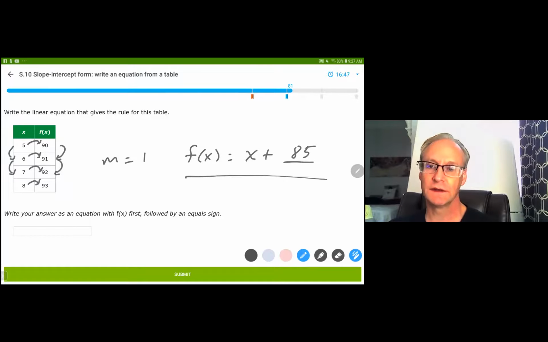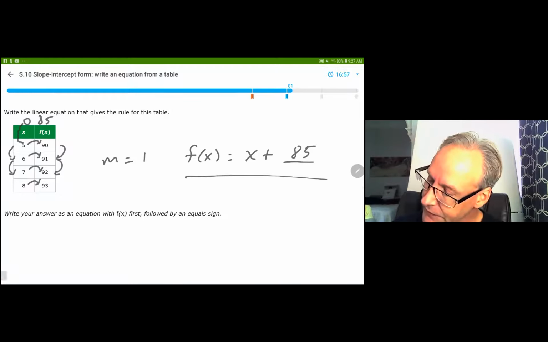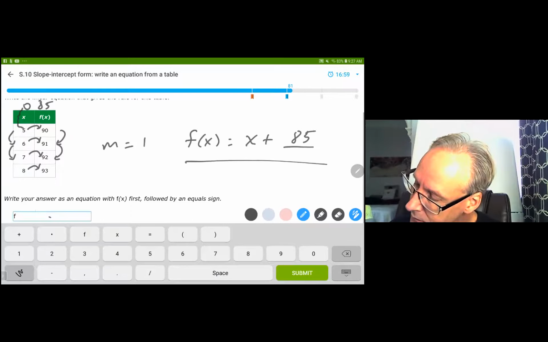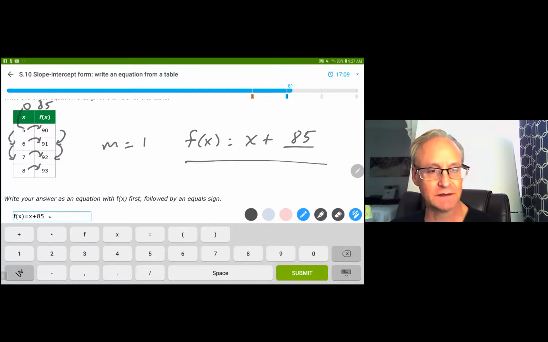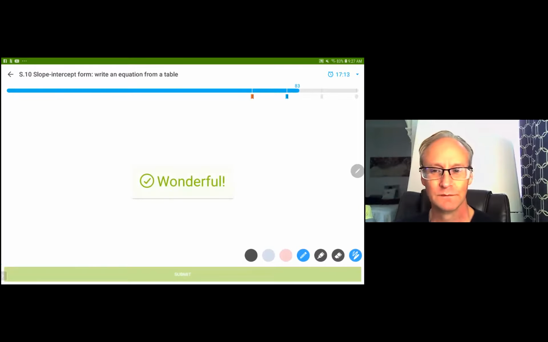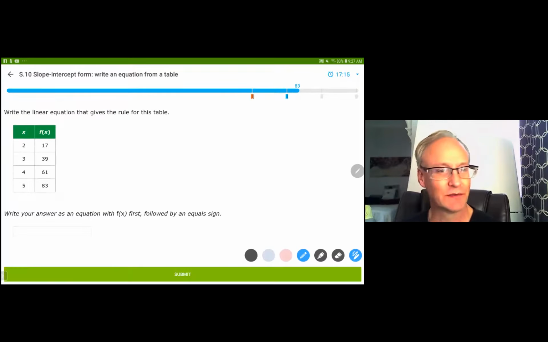We could do this a number of different ways. Think about counting backwards 5 to get back to the 0, and you end up at 85. That's another way of thinking of the same thing. So f of x is equal to x plus 85. You don't have to put the spaces for the addition. So there we have it. Just remember to put spaces for the subtraction.